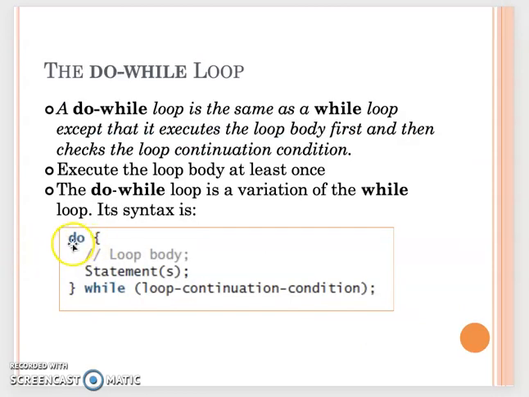So the do while loop is: after your do is your loop body, then you have the while condition. Only this one has a semicolon. So that's some syntax you need to be careful about when you're using these 3 different loops.